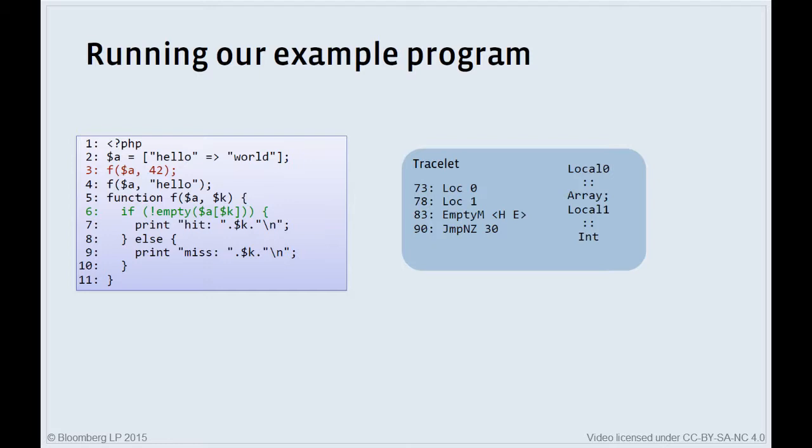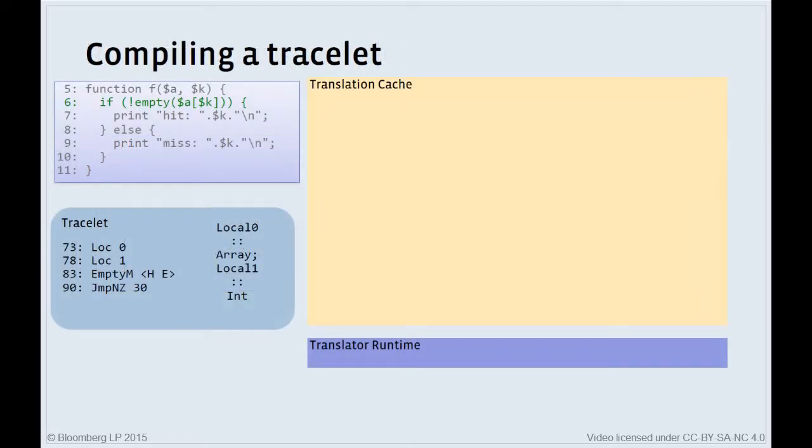So it's going to say, okay, here's the first tracelet, this empty call. Local 0 is going to be an array. That's the first parameter. Local 1 is going to be an int. And so I'm going to generate code assuming that. The place that it generates code is called the translation cache. This is where our JIT writes the x64 assembly. This is readable and executable, or excuse me, writable and executable memory. It's where all of our code goes that we jump into.